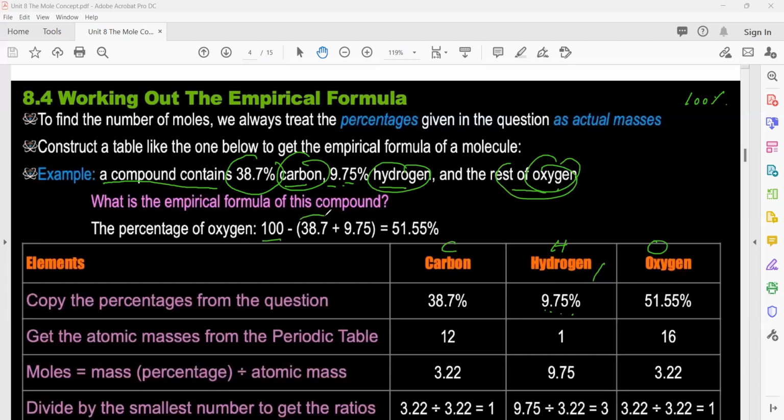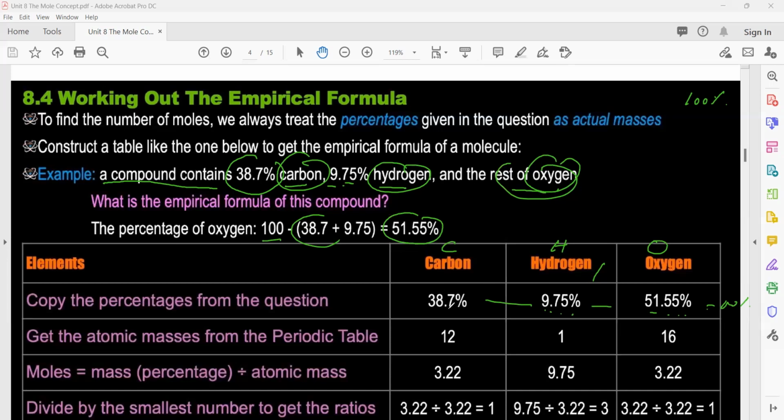100 minus, add those. That's what this is, 51.5. So oxygen is 51.5. If you add all these three, it should be equal to 100%. Okay. Now, first thing we wrote this one. Now you have to find the moles.